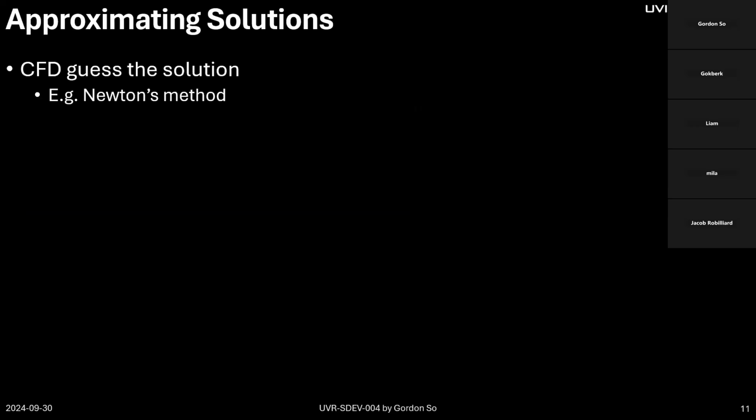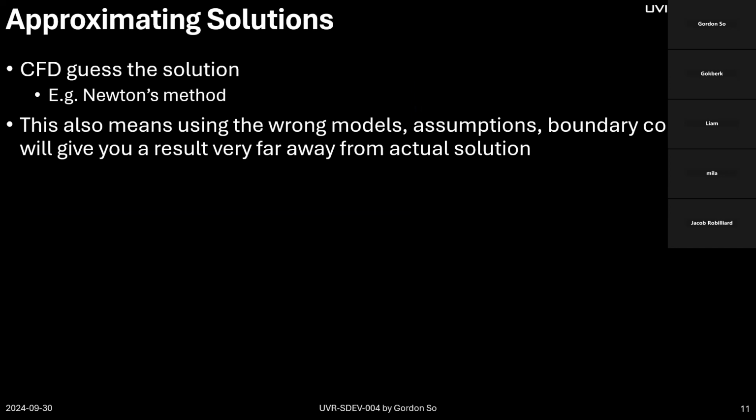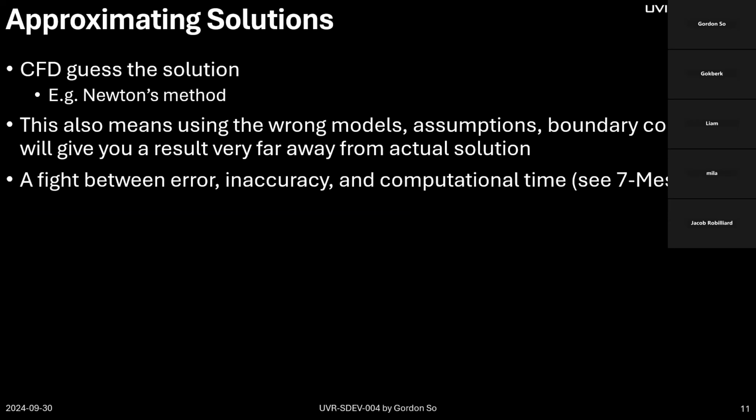CFD, again, is guessing solutions. The one that I think everyone would know is Newton's method, from calculus 1 or 2. This means that if you use the wrong models, wrong assumptions, even just the wrong boundary conditions, it will give you a really, really different solution. It's also a fight between error, inaccuracy, and computational time, and we'll see more of why this is the case.